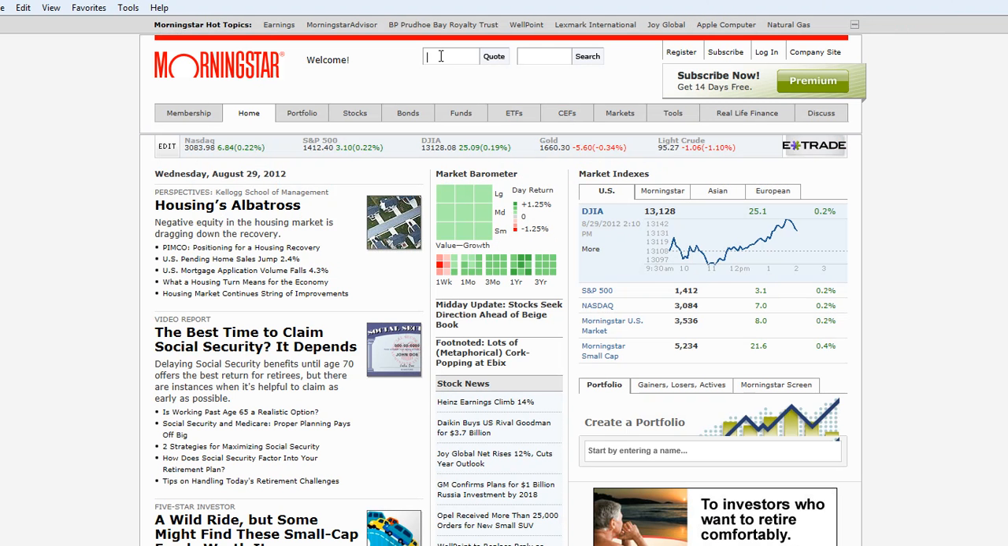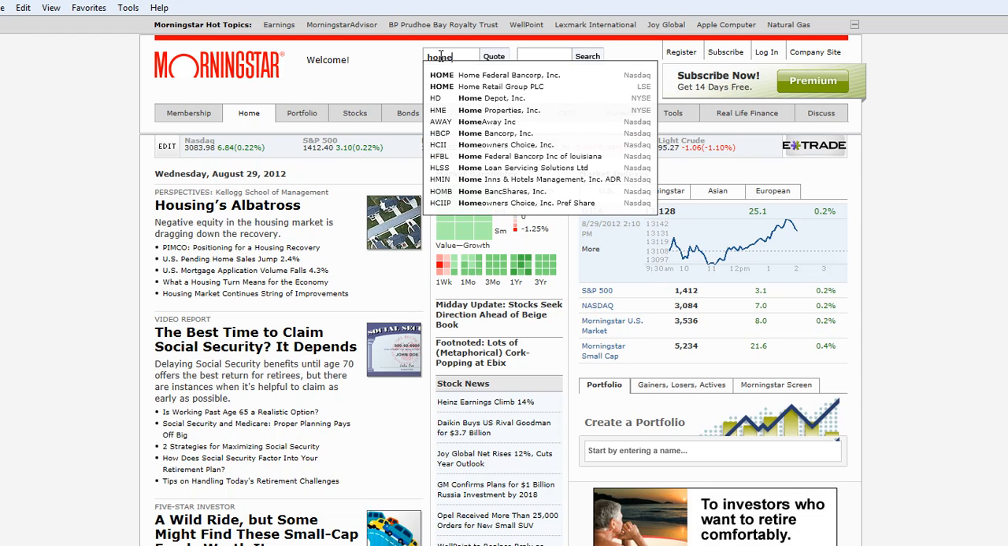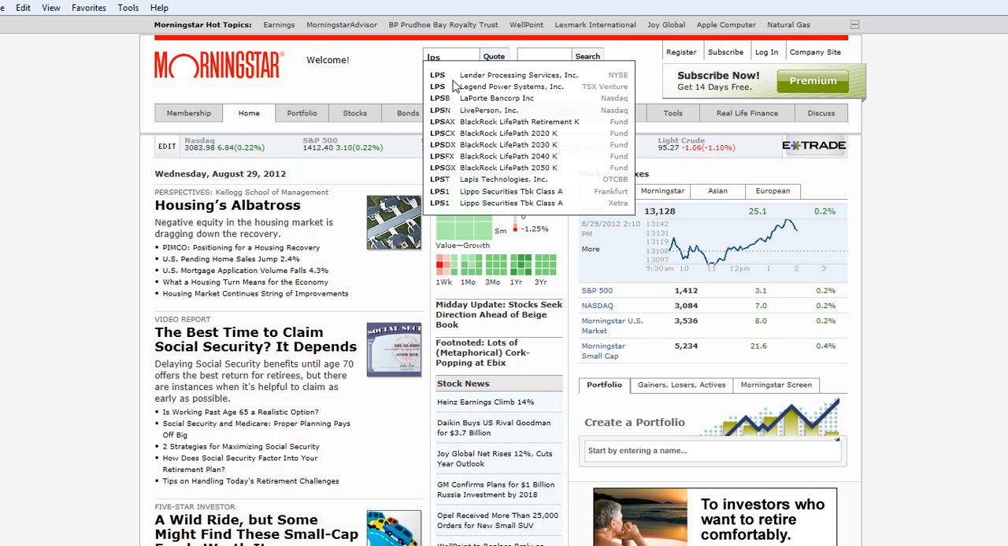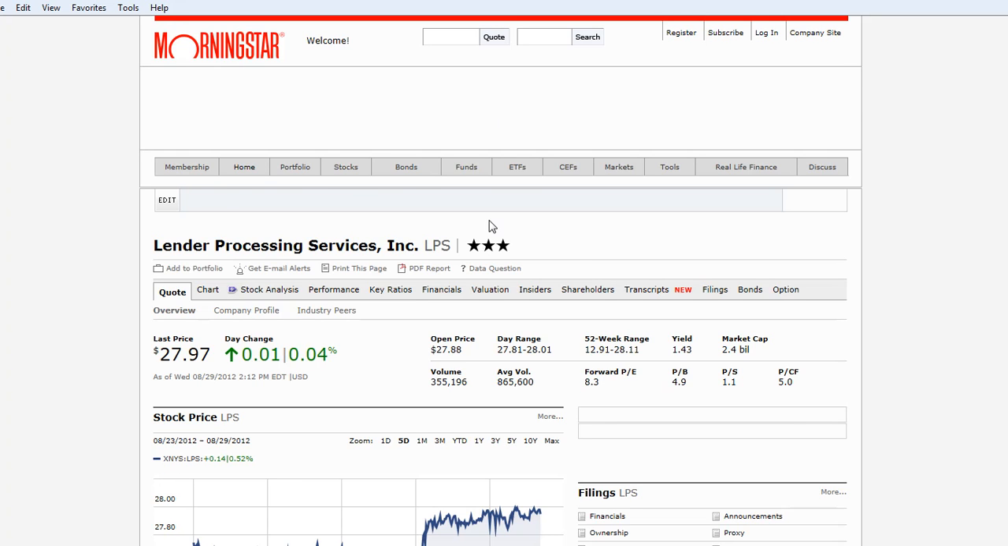Once you pick a company, you'll go ahead and type it up here. For example, if you were doing Home Depot, you start to enter it and then it'll pull it up and you can select it. I'm going to use a company that my neighbor used to work for that I didn't think anyone would pick, Lender Processing Services. So let's go ahead and pull their information up here.